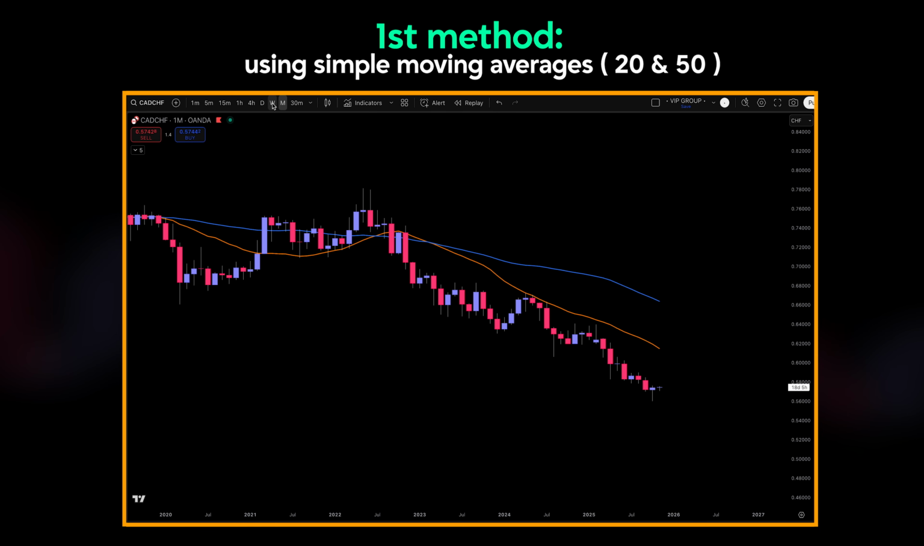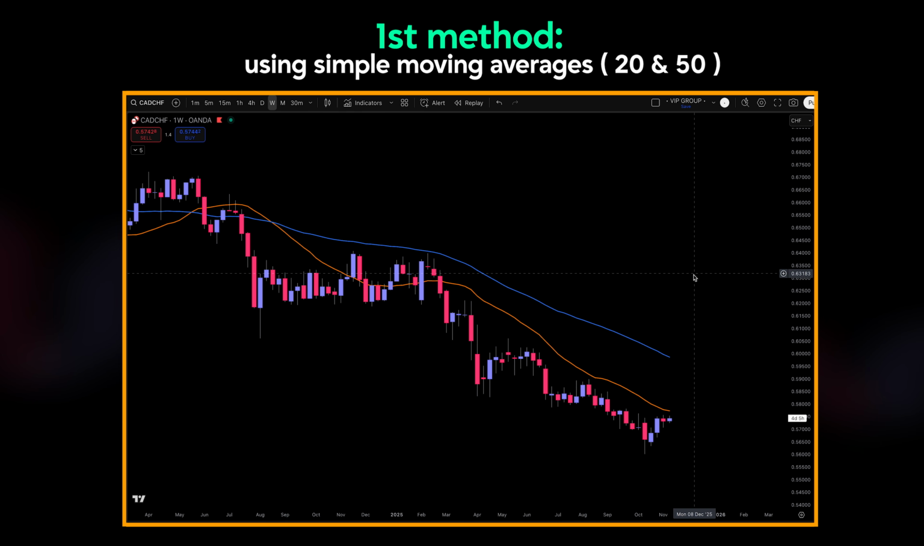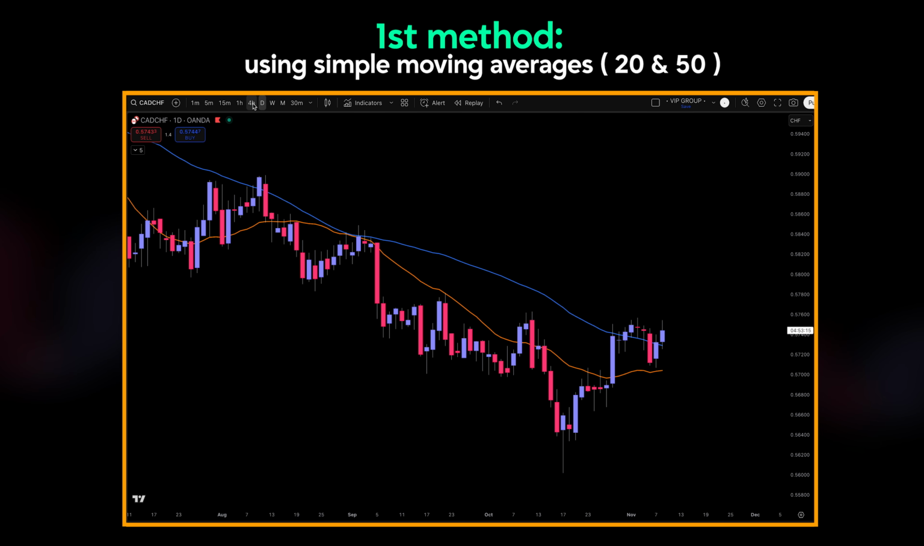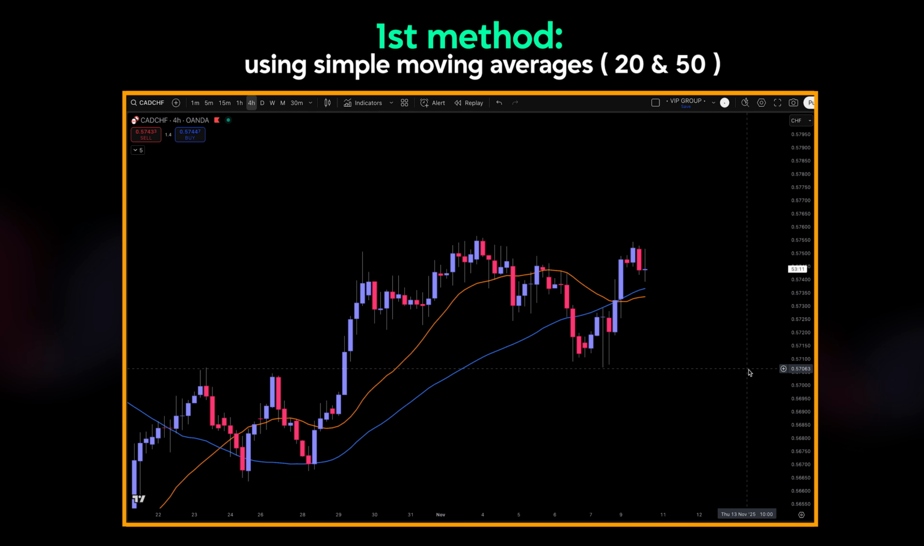The first way is the quick and easy method, which is using moving averages like the 20 and 50. You can instantly see whether the price is trending up or down based on how it interacts with those moving averages. It's a very simple Forex strategy that works surprisingly well most of the time.